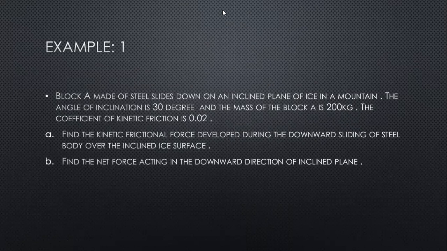Consider block A, which is made up of steel material. The block A slides down on an inclined plane of ice in a mountain. So what is given here in the problem? You take a rigid block named A, made up of steel material, which continuously slides down on an inclined plane of ice in a mountain. The angle of inclination is 30 degree.